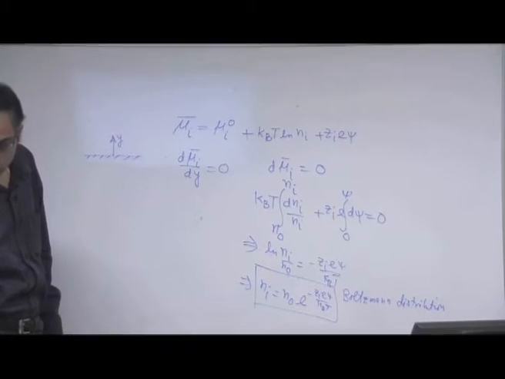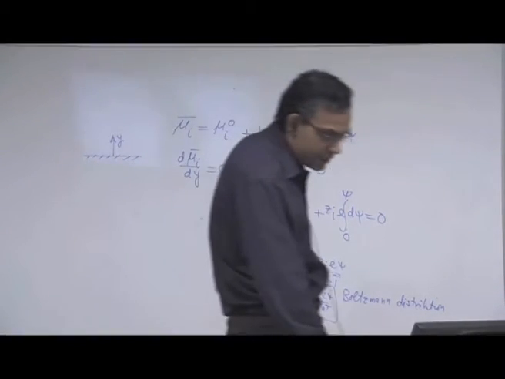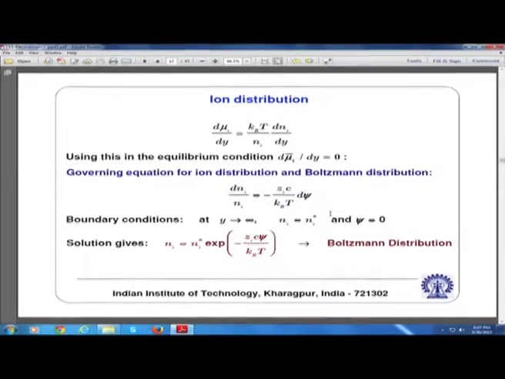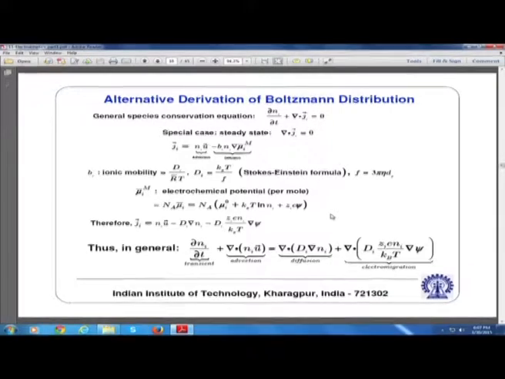Okay. So let us summarize this part through the slides. You can see the final expression: Ni is equal to Ni0, which is N0 in the short notation I have written on the board, into e to the power minus Zi e psi by kBT. So this is the ionic distribution under equilibrium. Now there is a different way of deriving this, in fact there could be many different ways. We will derive this from the species conservation equation.